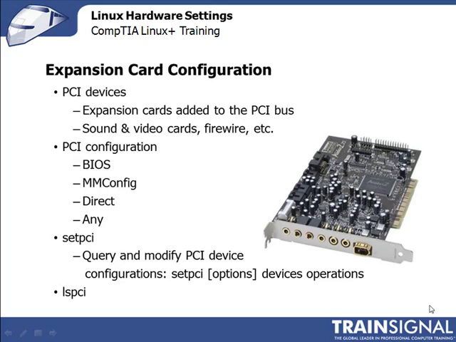The Linux kernel's PCI access mode determines how it detects PCI devices. The options are through the BIOS, through mmconfig, Linux Direct, or any. Now any is probably your best option. It'll first try mmconfig, then direct, then the BIOS.